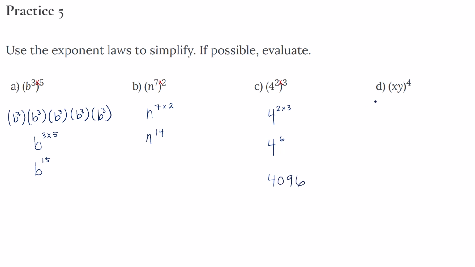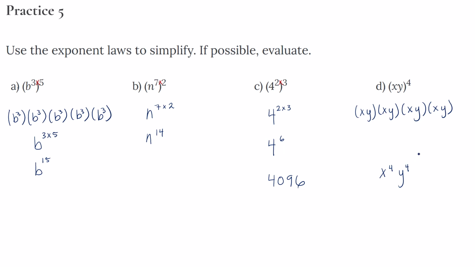I'm going to first show d by expanding this out, and then after we can look at a shortcut. So x times y to the power of 4 means that we have this base of xy multiplied by itself 4 times. And when we put all this together, we have x times x times x times x, which is x to the power of 4. Y times y times y times y is y to the power of 4. So that would be fully simplified.